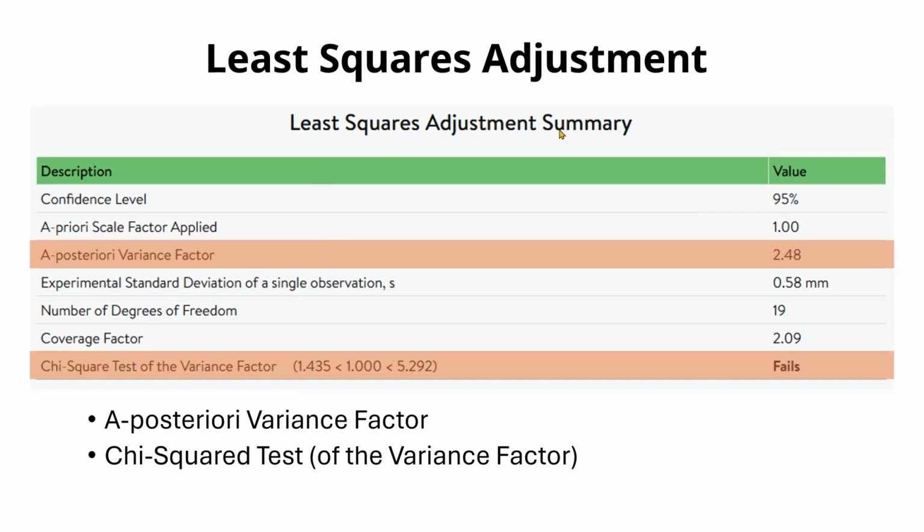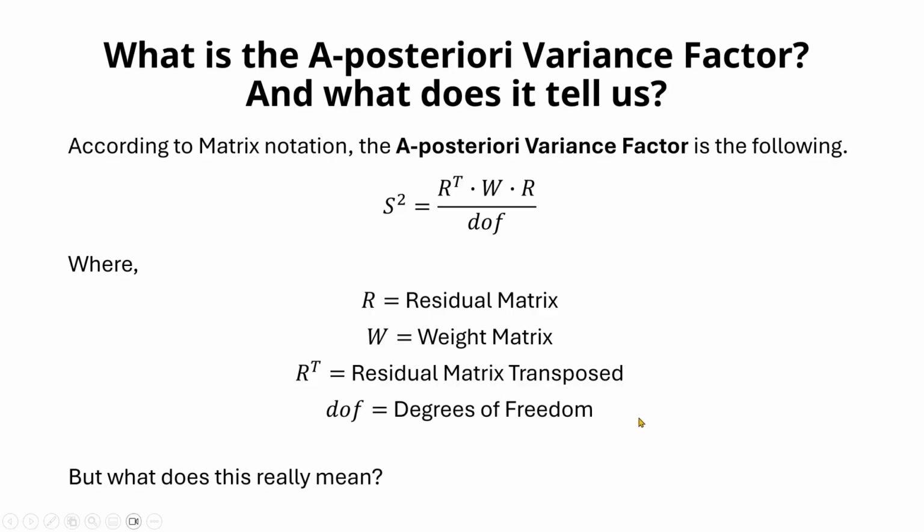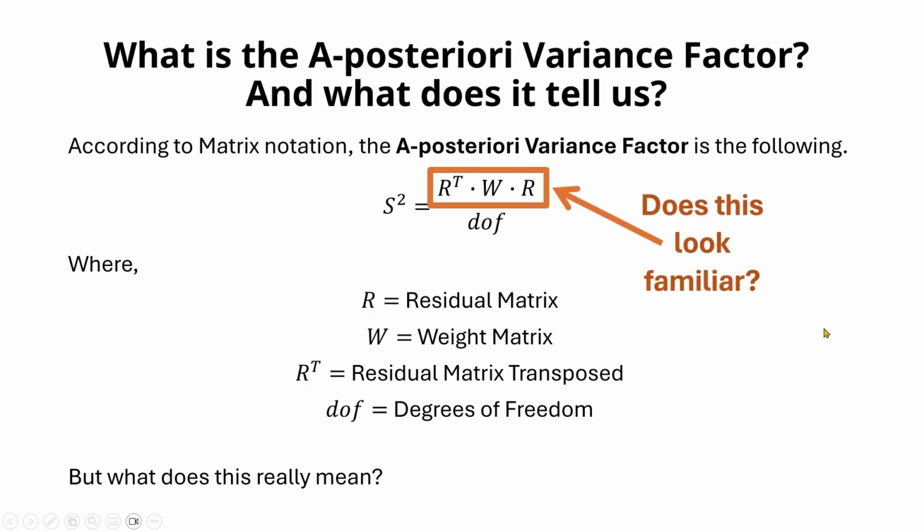So jumping back to the least squares adjustment summary, we're now going to look at the A-posteriori variance factor and the chi-square test. So what is the A-posteriori variance factor? What does it tell us? Well, according to matrix notation, the A-posteriori variance factor is the following. S squared, which is the variance factor itself, is R transposed, the residual matrix transposed, multiplied by the weight matrix, multiplied by the residual matrix. But what does that mean? And for those of you who are still awake, something looks a little bit familiar here.